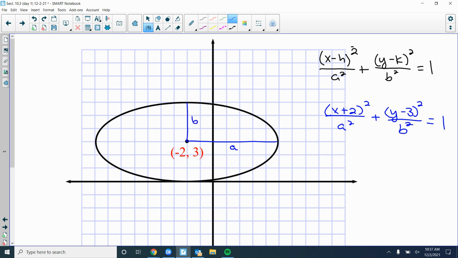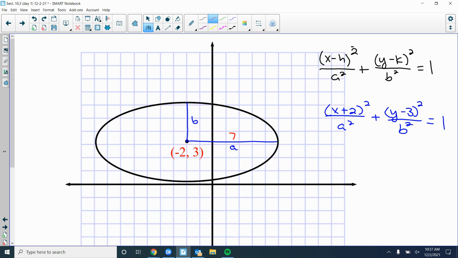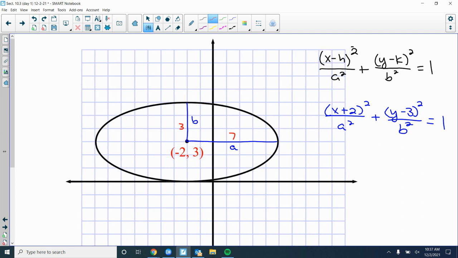Well, from the figure, what's that? Oh, just count boxes. A is what? 7. A is 7, and what's B? B is 3. So all we've got to do now is make that A squared. (x + 2) squared over 7 squared, which is 49, plus (y - 3) squared over 9 equals 1.